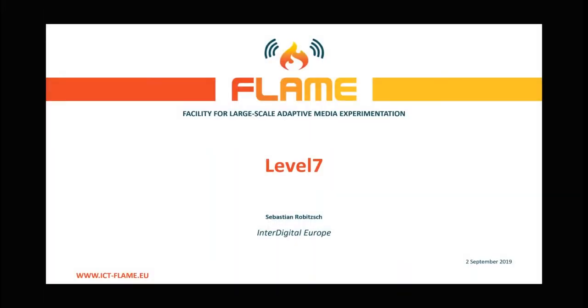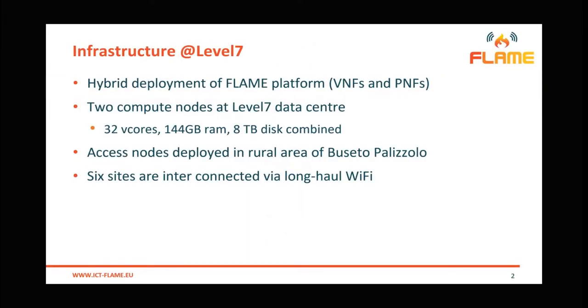And so the last one is about Sicily. So Level 7 is the company that has won an OpenCall 2, the replicator, the second replicator slot. So the deployment there is a hybrid deployment, which is quite different to all the other 3 sites. So while they have OpenStack in their data center, which gives 32 cores, 144 GB of RAM, and 8 TB of disk, the nodes out there in the rural area, they're all hardware-based, and the Flame platform there is deployed by hand, not through OpenStack.